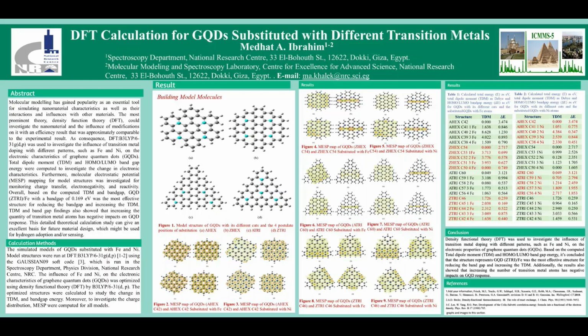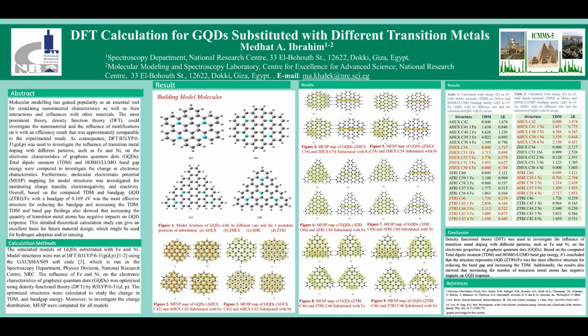As a consequence, density functional theory was used to investigate the influence of transition metal doping with different patterns, such as iron and nickel, on the electronic characteristics of graphene quantum dots. Total dipole moment and band gap energy were computed to investigate the change in electronic characteristics. Furthermore, molecular electrostatic potential mapping for model structures was investigated for monitoring charge transfer, electronegativity, and reactivity.